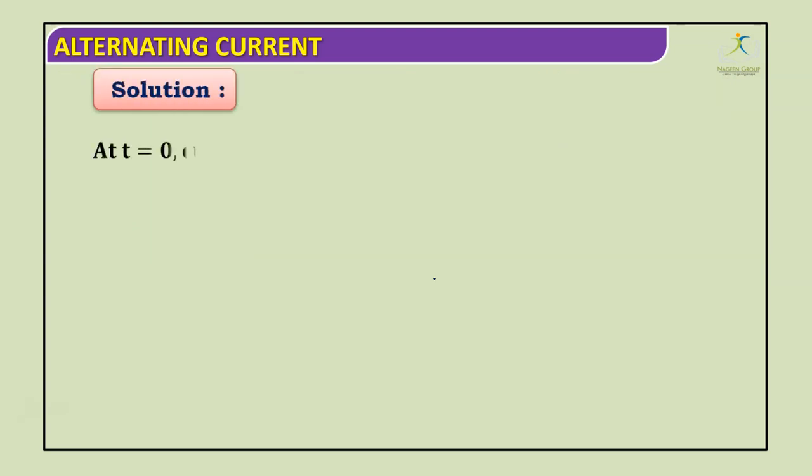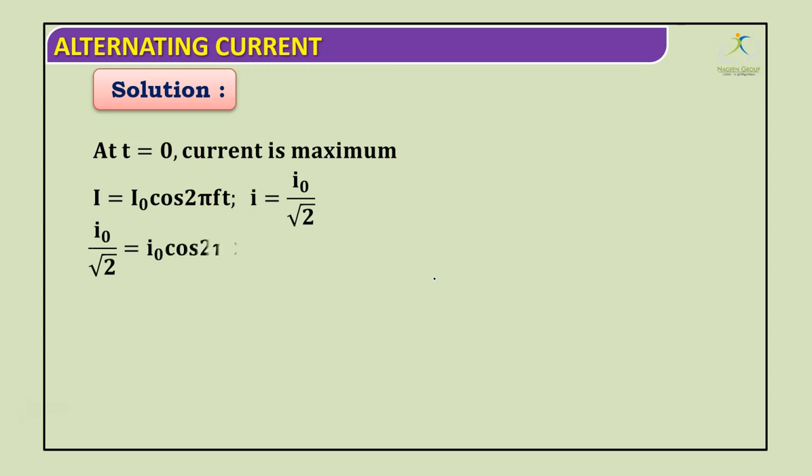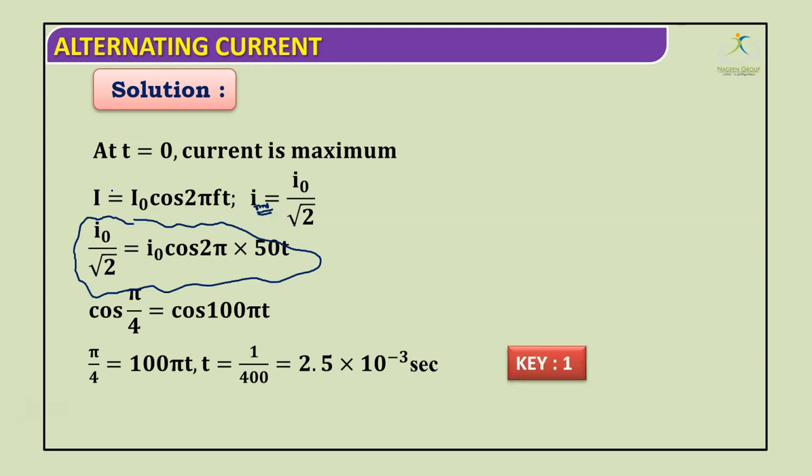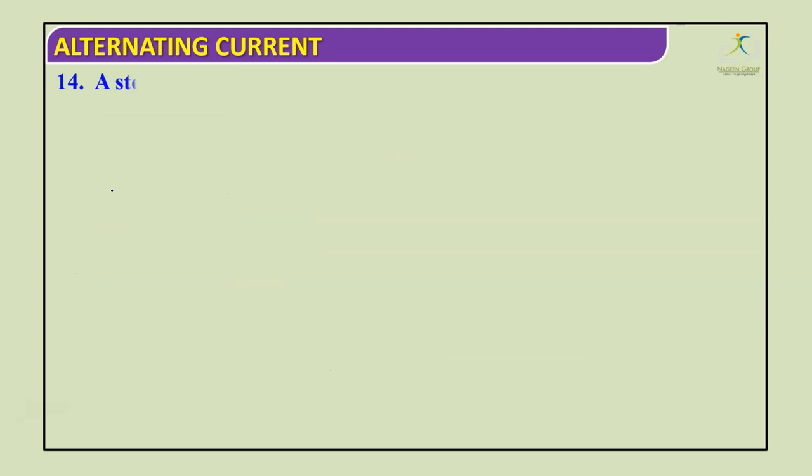So the procedure, how to solve this: at t equal to 0, current is maximum. So I is equal to I naught cos 2 pi ft. So I is equal to I naught by root 2; this is the value of I RMS. Put all these values here and get the result: pi by 4 is equal to 100 pi t. So t is equal to 1 by 400, which will become 2.5 times 10 to the power minus 3 second. So the correct answer will be option one.